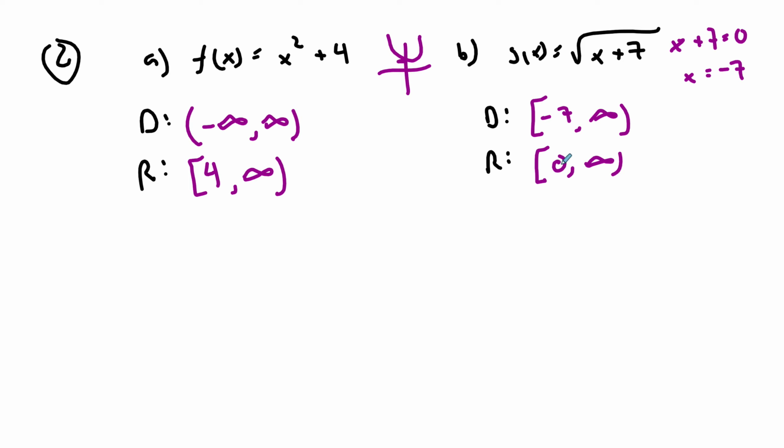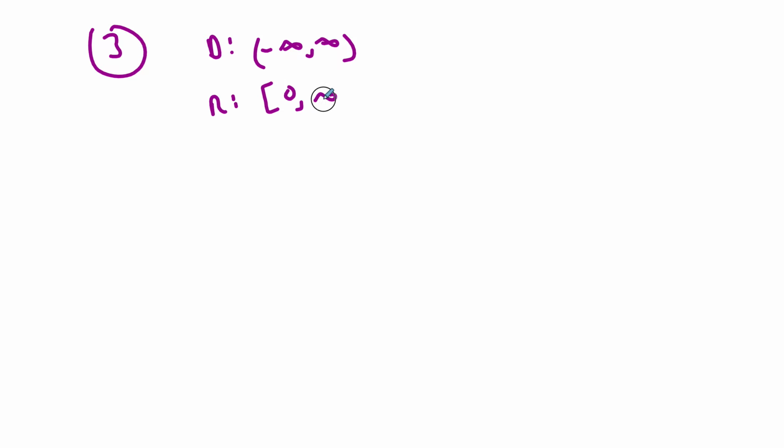I kind of accepted that for now, but I will not moving forward. That is, you have to make sure you're writing it from left to right increasing. So negative infinity to positive infinity, right? Okay, number 3 was a function that had a domain that was unrestricted, all real, and a range that was from 0 to infinity.